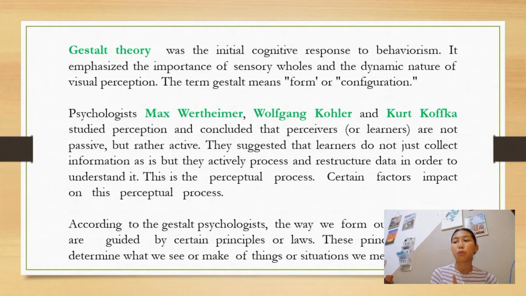So this is the perceptual process. Certain factors impact on the perceptual process. The factors we are talking about are past experiences, needs, attitudes, and one's present situation, which can affect their perception according to Max, Wolfgang, and Kurt. So according to Gestalt psychologists, the way we form our perceptions is guided by certain principles or laws. These principles or laws determine what we see or make of things or situations we meet.